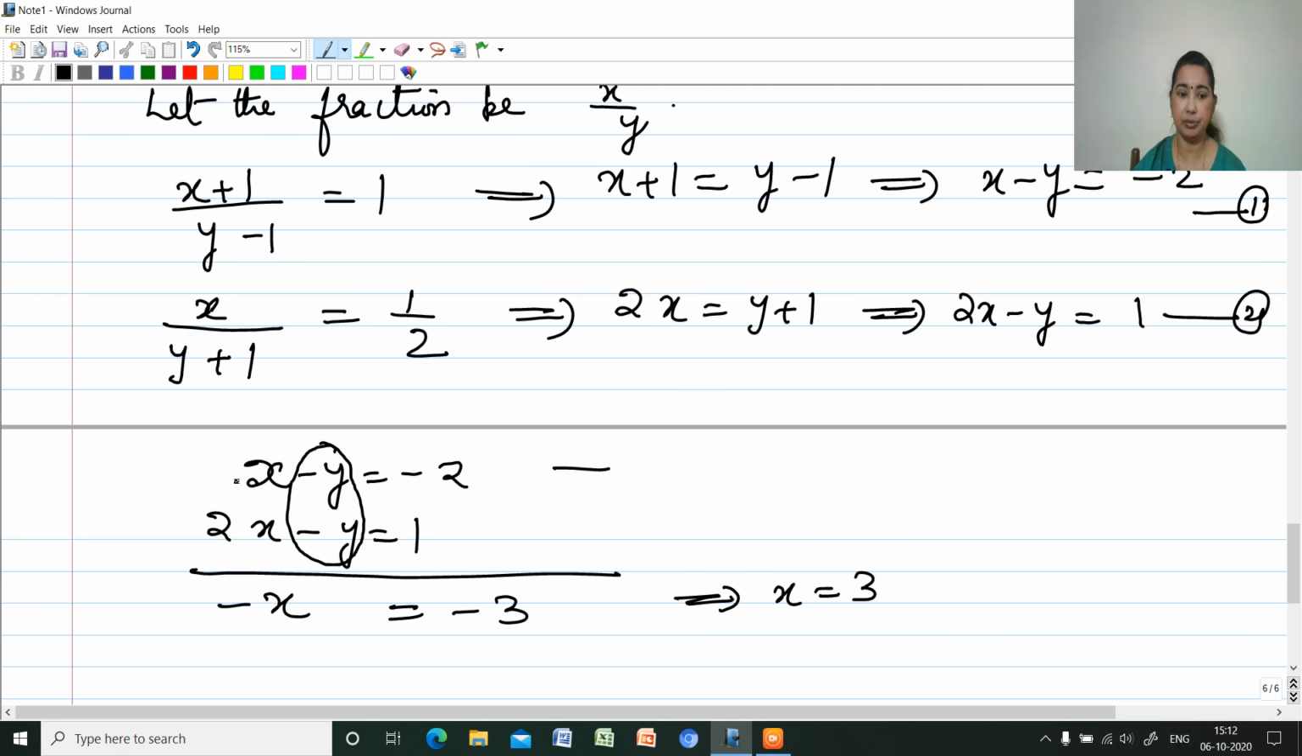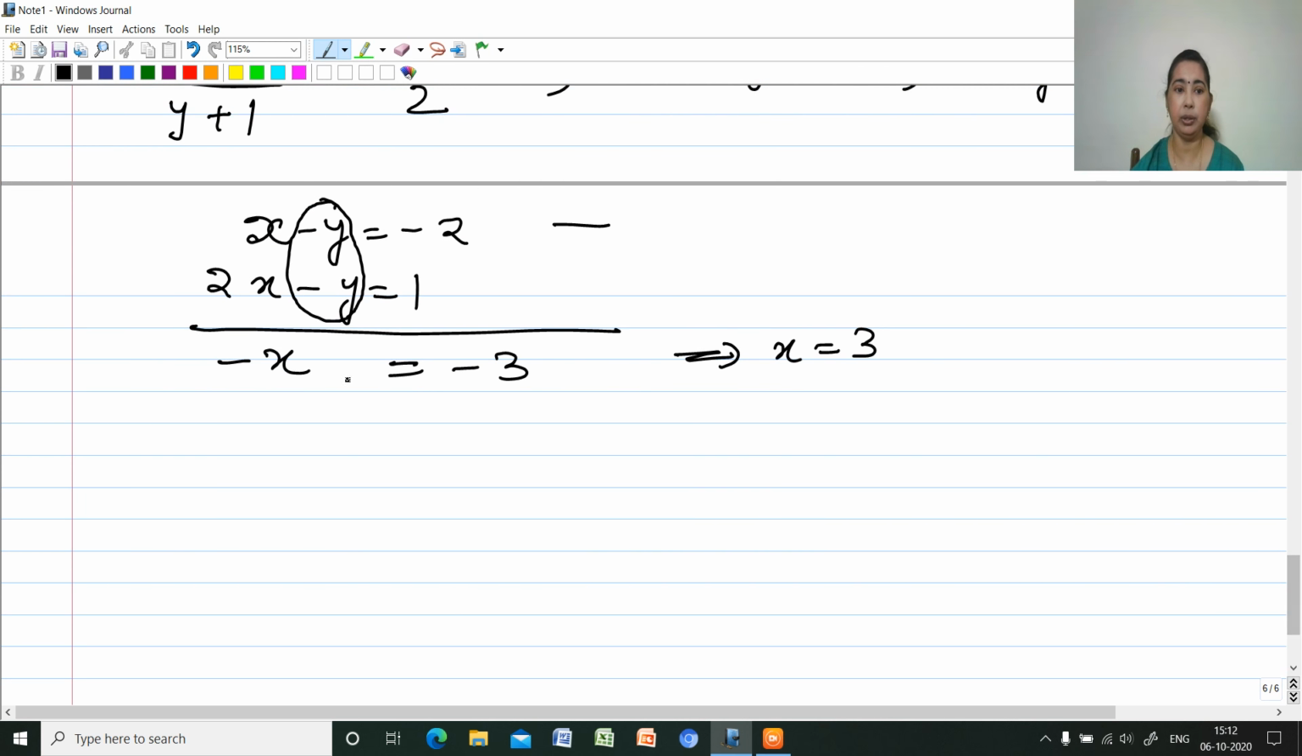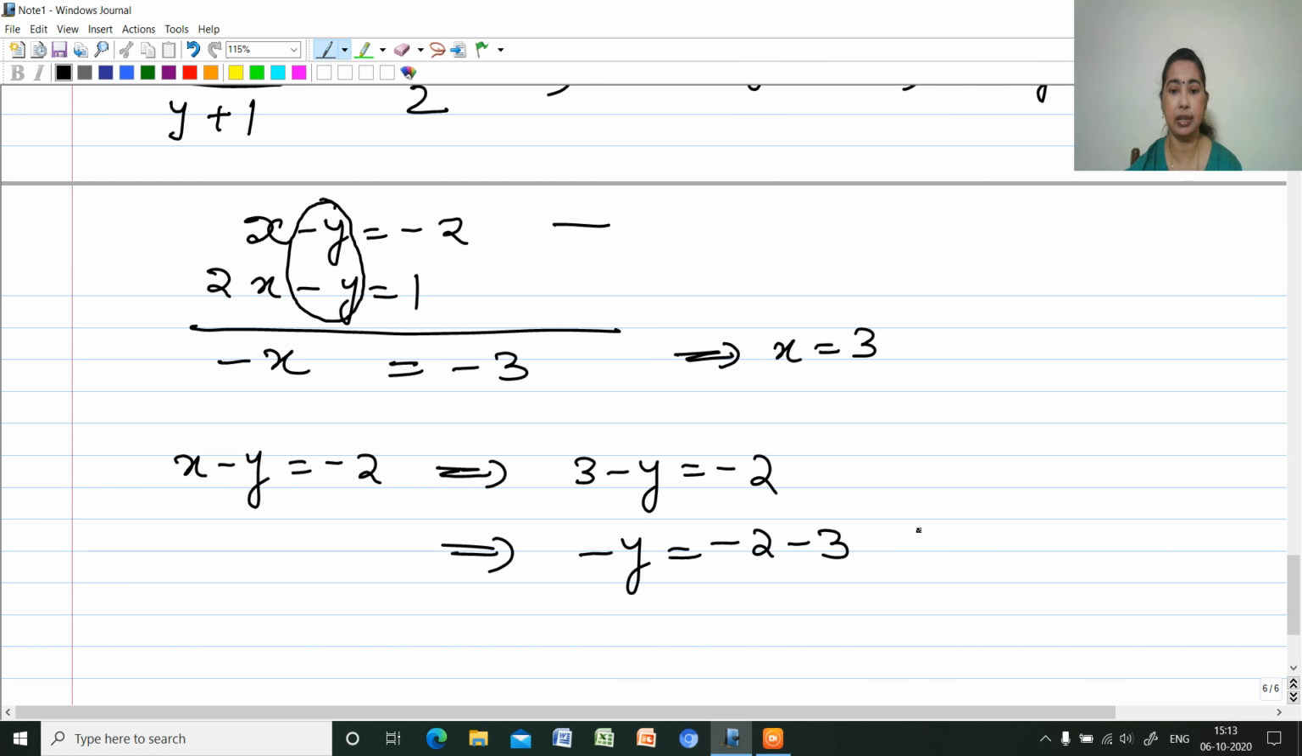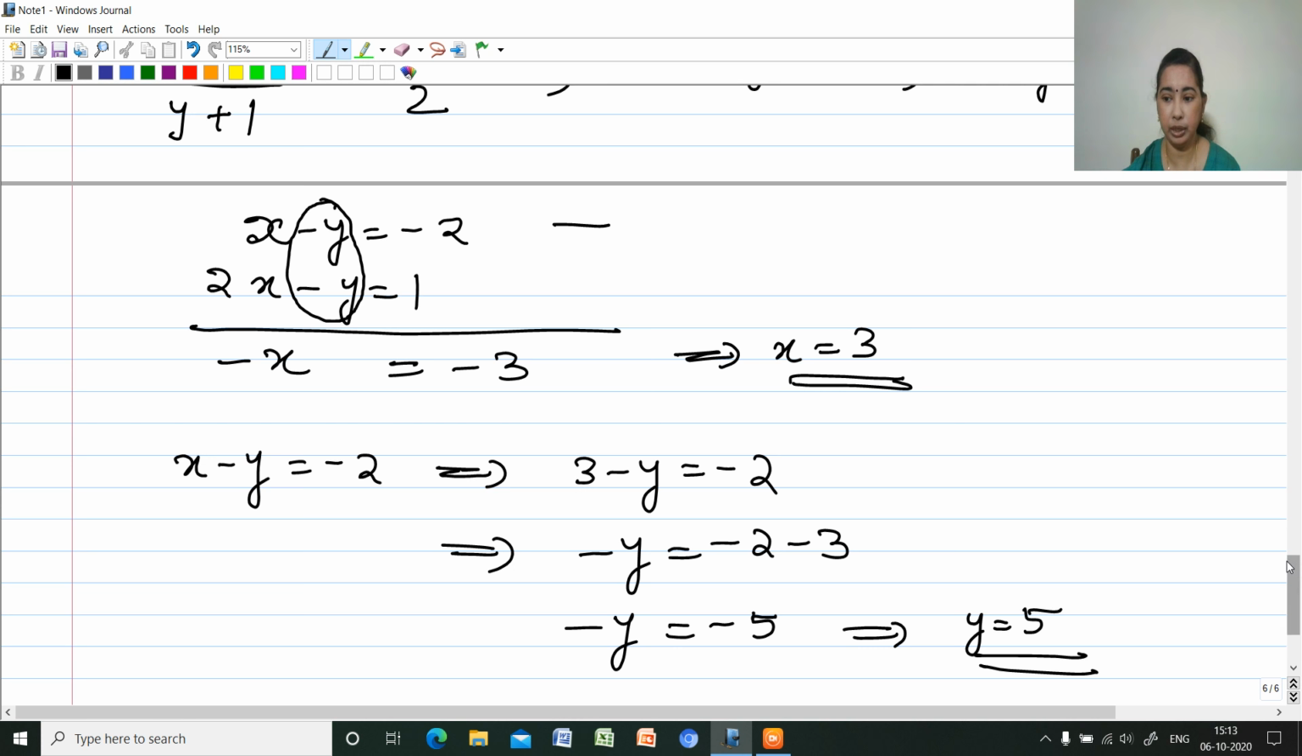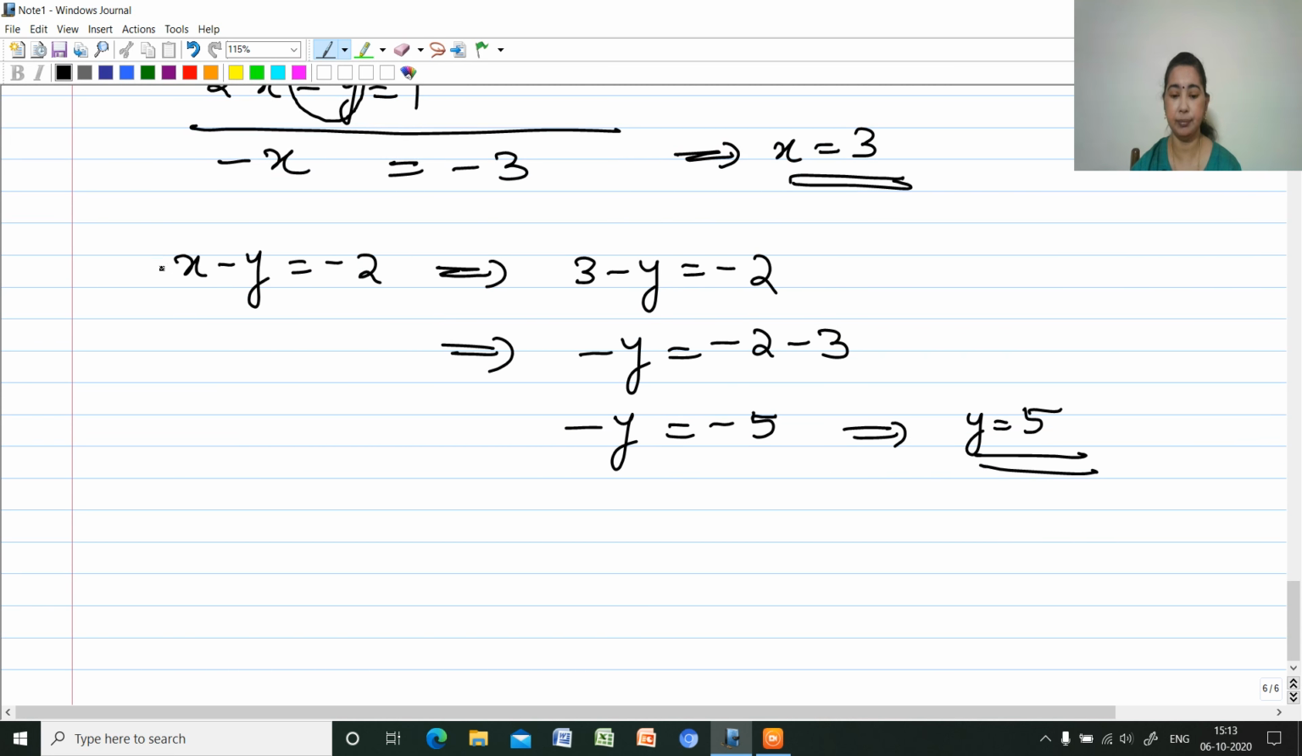Substitute the value of x in the first equation, x minus y equal to minus 2. We can give the value of x as 3. So 3 minus y equal to minus 2, or minus y equal to minus 2 minus 3, that is minus y equal to minus 5, or y is equal to 5. So x equal to 3 and y equal to 5 are the solutions of those two equations. So therefore, what is the fraction? The fraction is x by y, or it is 3 by 5.